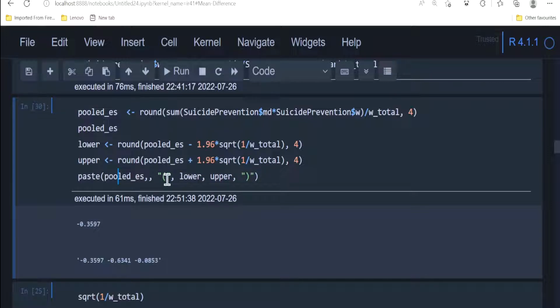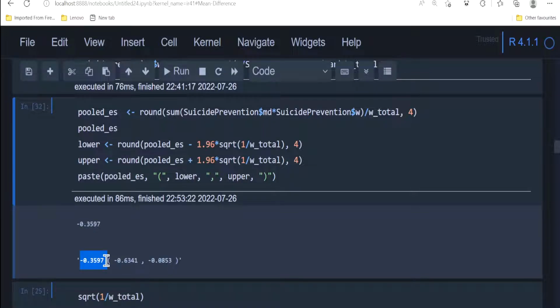So now I have pool effect size, and I put it in a bracket, and I probably need another comma here. Yeah. Okay, but let me do it this way. Okay, now it should work like this. Now if I run it, this is how it looks like. So I need another comma actually here between the upper and the lower. Maybe I do it this way, and yeah, now it should work. Yeah, now you have the confidence interval.